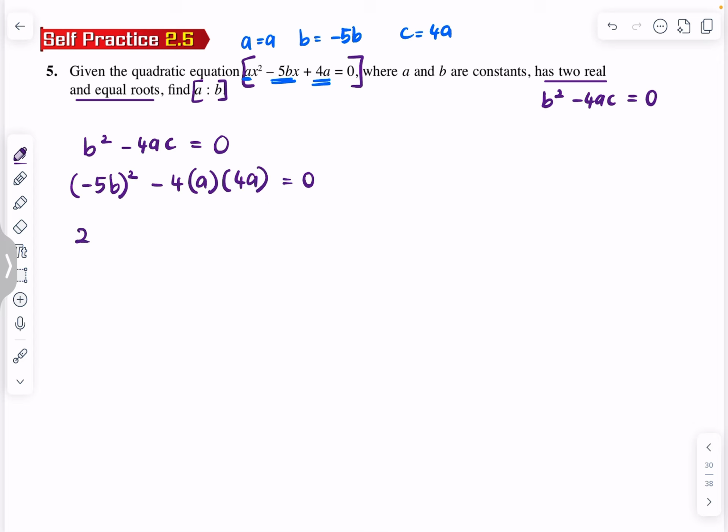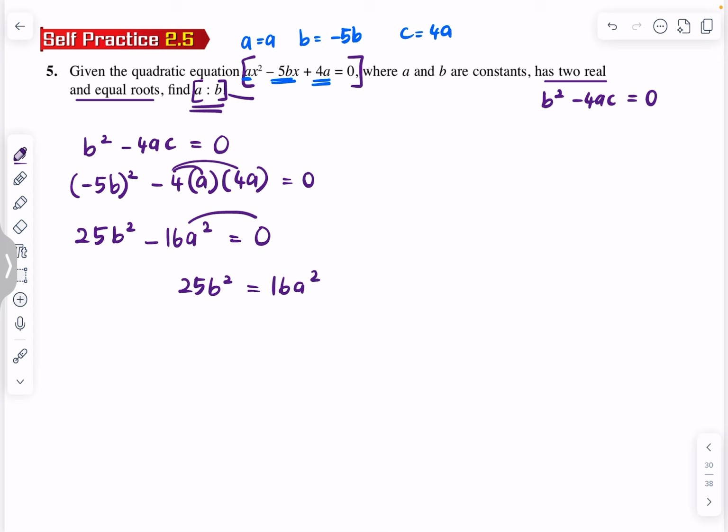So this will become 25b square. Negative 4a times 4a is negative 16a square equals to 0. So from here we can actually factorize these two equations. But we don't have to, since here they want us to find the ratio of a to b. Okay, let's bring the a over the other side. So 25b square equals to 16a square.